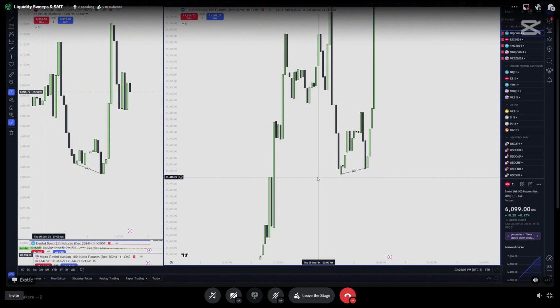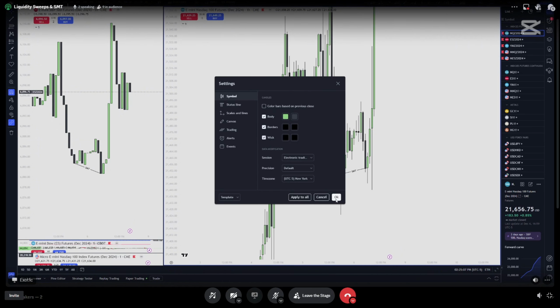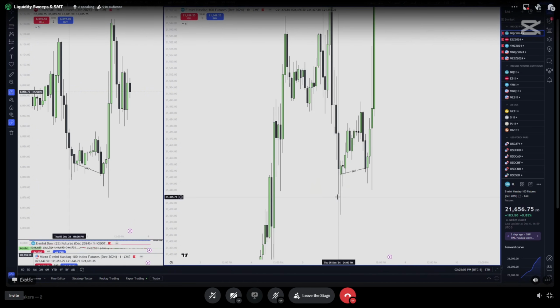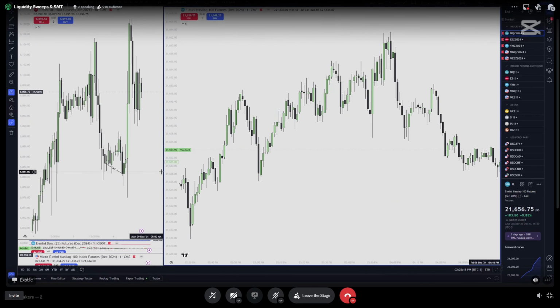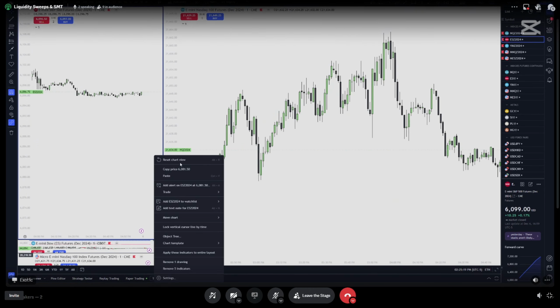Because sometimes you'll have SMT where you just see the wicks, right? Where it will just be the wicks and the bodies will close above. Let me see if I can find a good example of something like that, maybe on like a 1 minute chart or something. I know there's SMT. There's SMT always somewhere. So let me see if I can find a good example here.